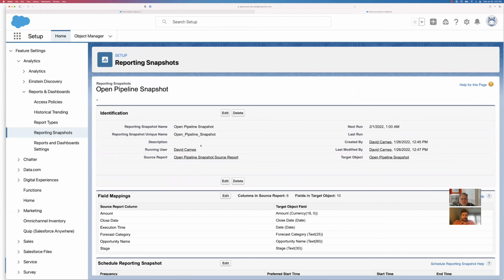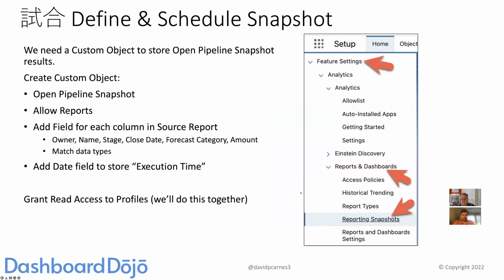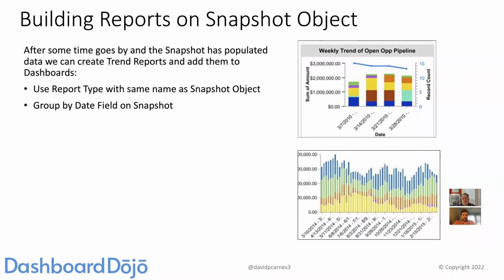It's going to run the report as this running user, David. Again, you want that running user to be high enough in the organization that they have the visibility that it's needed. It's going to run this source report, and it's going to populate the target object based on the mapping we provided. All right. So we've now gone and defined the reporting snapshot. And then, you know, the next thing after that would be to build reports on the snapshot object.